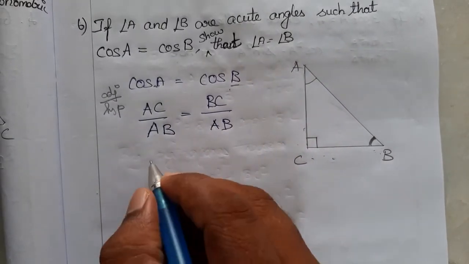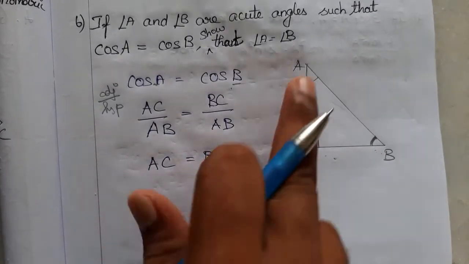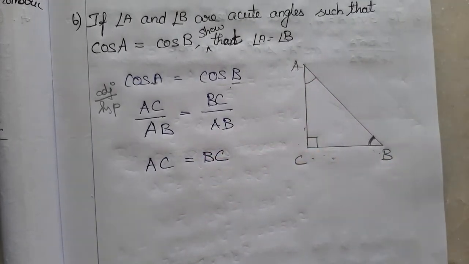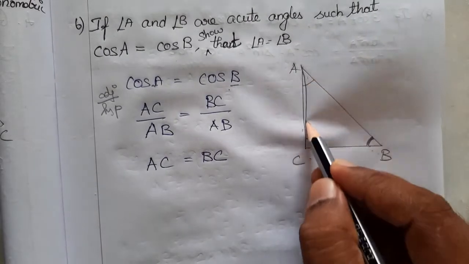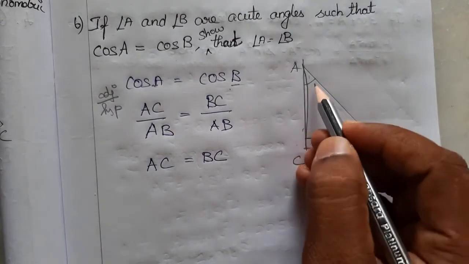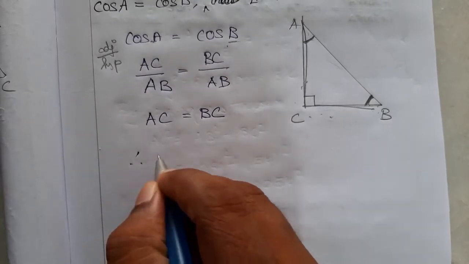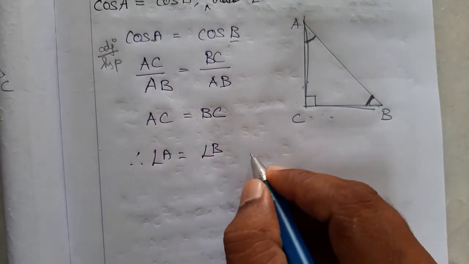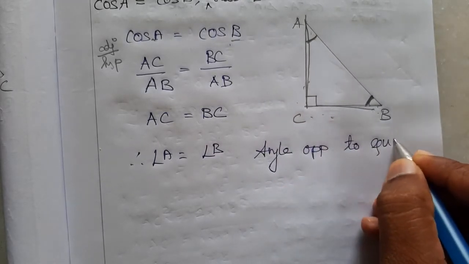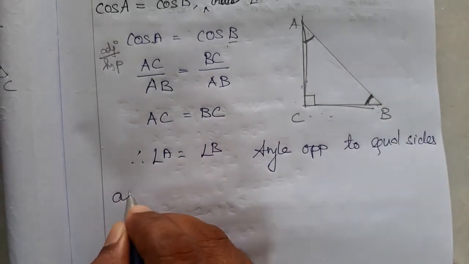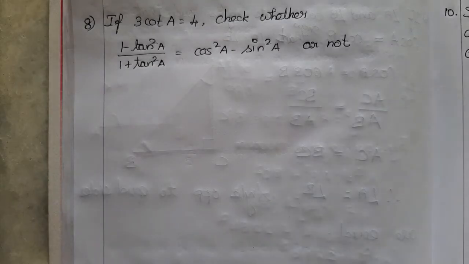So the AB is there, we can cancel, and we write AC is equal to BC. So we can say that the two sides are equal, then it is an isosceles triangle. If two sides are equal, then the angles opposite to those sides will also be equal. So this is the AC side and this is the BC side. Opposite to this side is angle B and opposite to that side is angle A, and they will be equal, right? Therefore angle A is equal to angle B, since angles opposite to equal sides are equal. So here we go for the next problem.